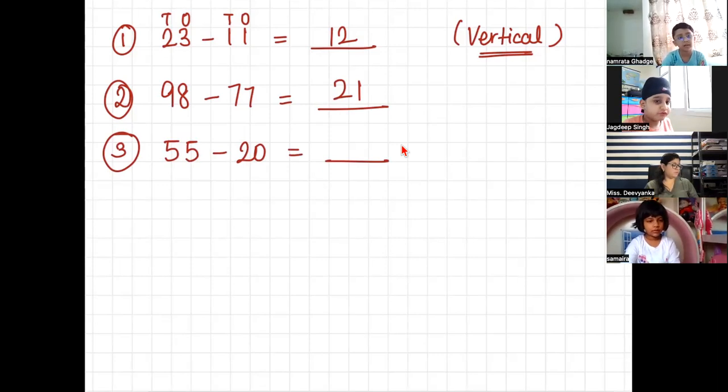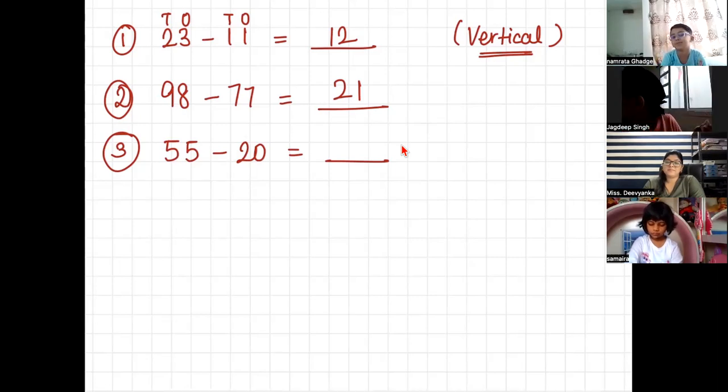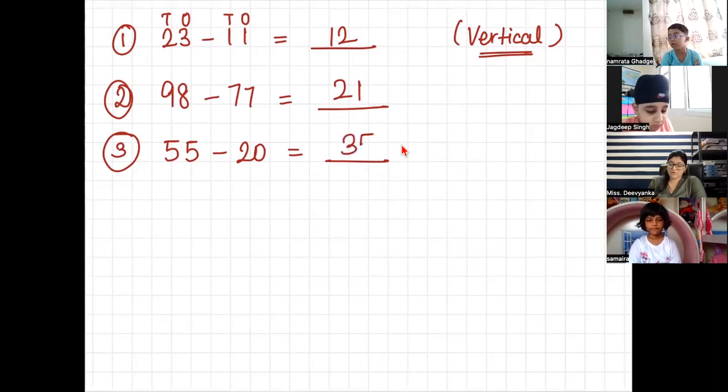35, okay. Ma'am, 35. All right. Samira, same answer or 35? Ma'am, I'm doing. Okay. Yes, it's 35. Correct. Good that you're good in subtraction, all three of you. Chalo, let's go to the questions.